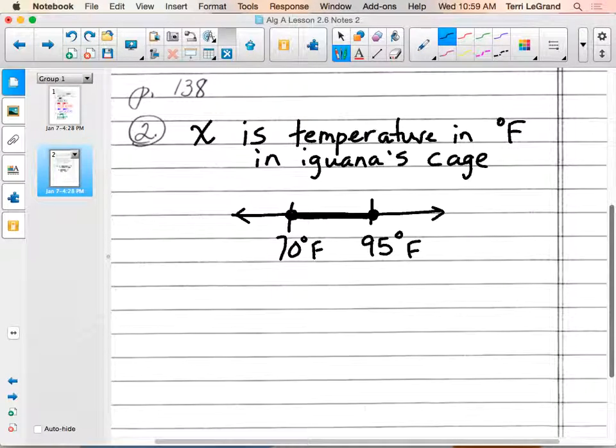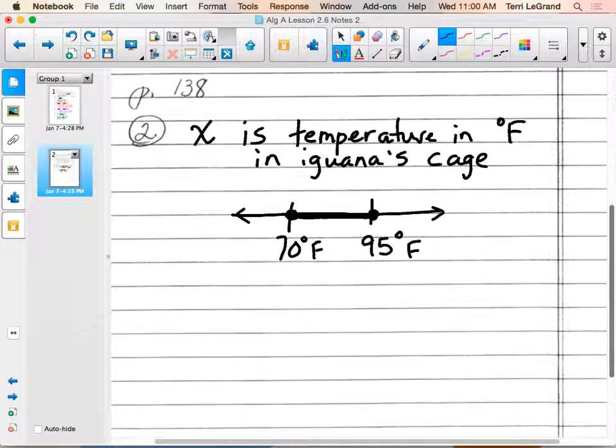So I grabbed mine first because I like pictures to help me make sure I make sense of the problem. How do you like my graph? Think it's good or not? Does it represent what the problem says, that the temperature should be between 70 and 95 degrees? That's the shading between the two numbers, right? And then inclusive, remember we just had that talk. We said inclusive means you include those endpoints. So do you like my graph? Do you have the same graph?